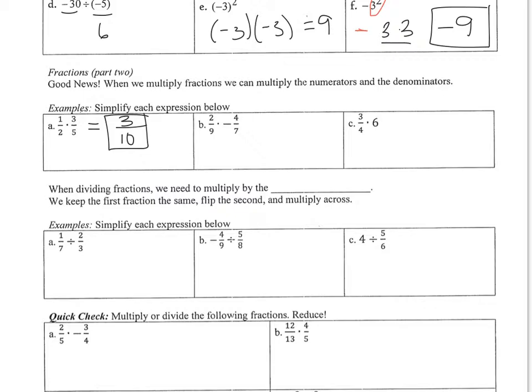Letter B, 1 is a positive, 1 is a negative. So you know it has to be a negative. 2 times 4 is 8. And 9 times 7 is 63.